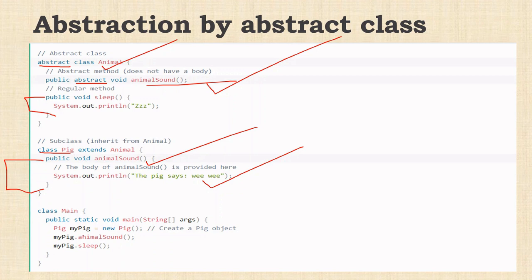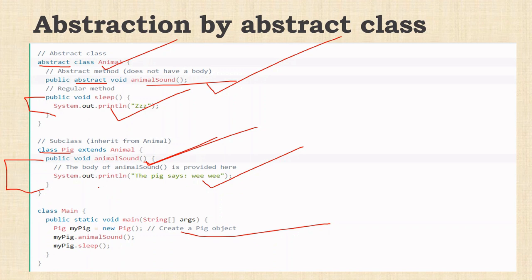And if you want to call it, we can call it like this. We are creating the instance of the Pig class, so for creating the object you can write it like this. Then myPig.animalSound, we can call this method, and after that myPig.sleep, you can call the sleep method. So we can call the method which is available inside the abstract class, and the one which is available inside the inherited class. Both ways we can do it.